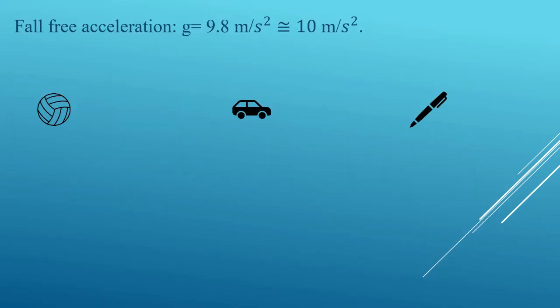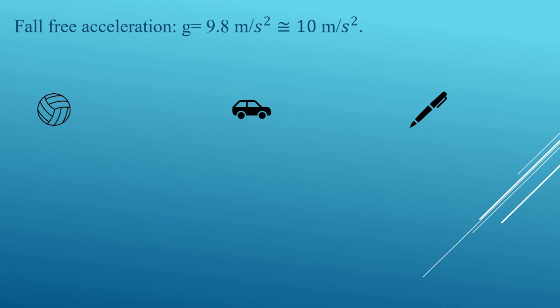So the first question is, what is free-fall acceleration? Free-fall acceleration is the acceleration in the y-axis. It is always 9.8 meters per second squared, approximately 10 meters per second squared, and the symbol is g. Okay, and then let me explain it more.